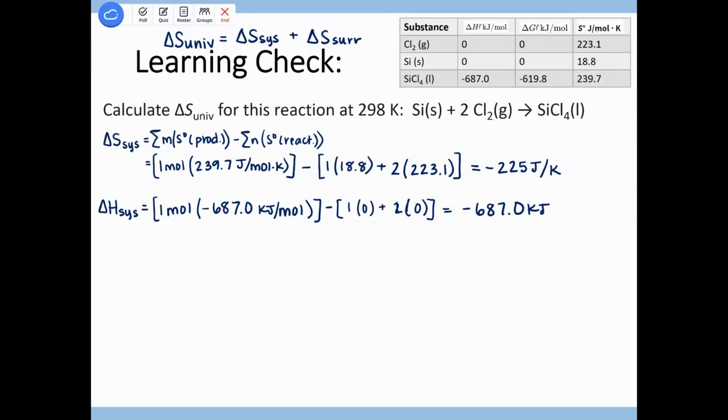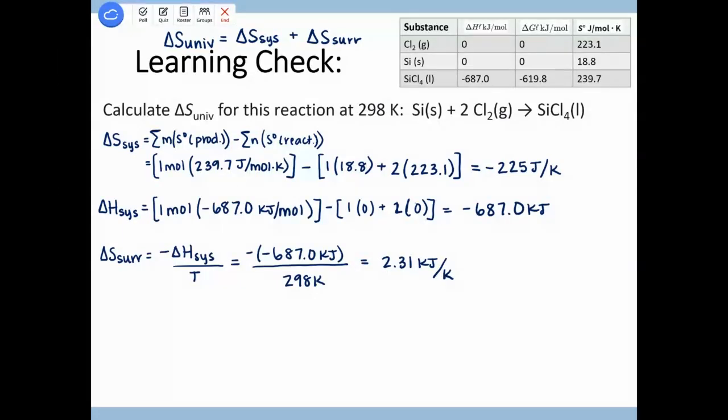Now we can use the delta S of the surroundings equation: negative delta H of the system divided by temperature. Delta H we just calculated, and the temperature is provided as 298 Kelvin. This is 2.31 kilojoules per Kelvin.